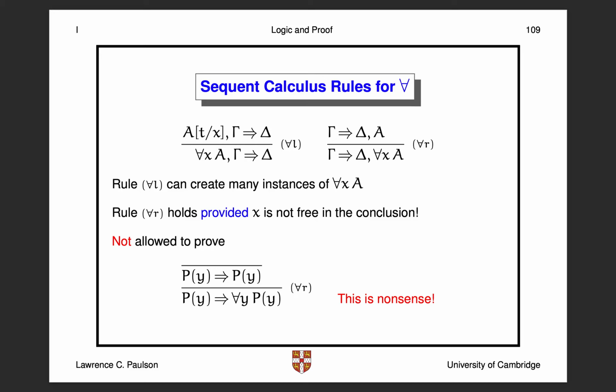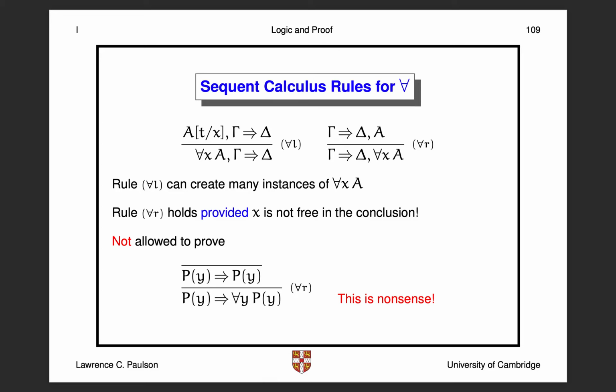Now, what is going on with these rules? The one for all on the left is perhaps easiest to understand. Here we're in a situation where we're trying to prove something, some delta, which you may remember is a set of goals to prove. On the left, what we are allowed to assume in this case is various formulas in gamma, but also something of the form for all x A.